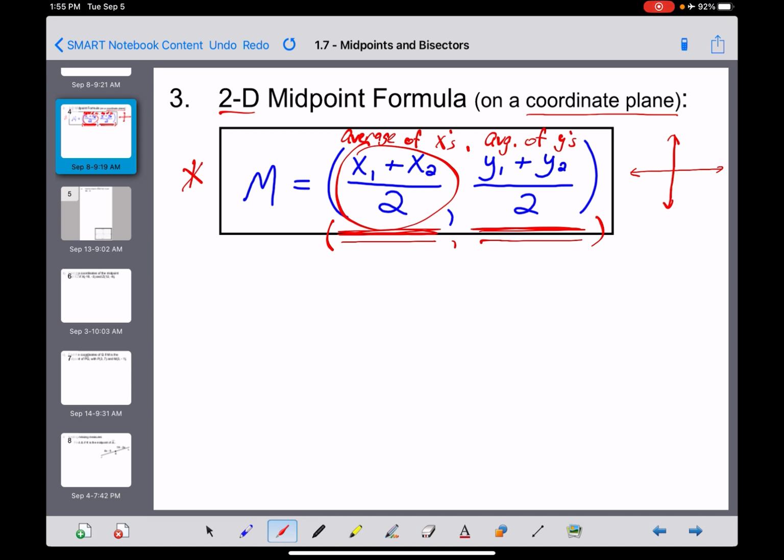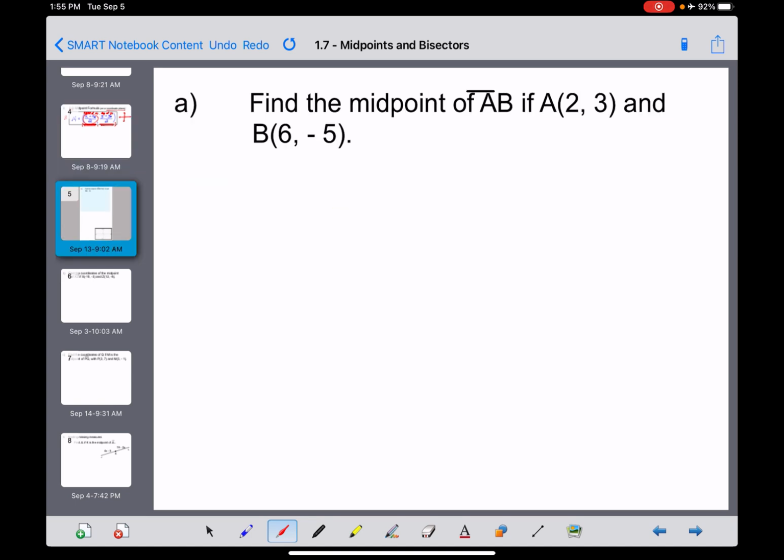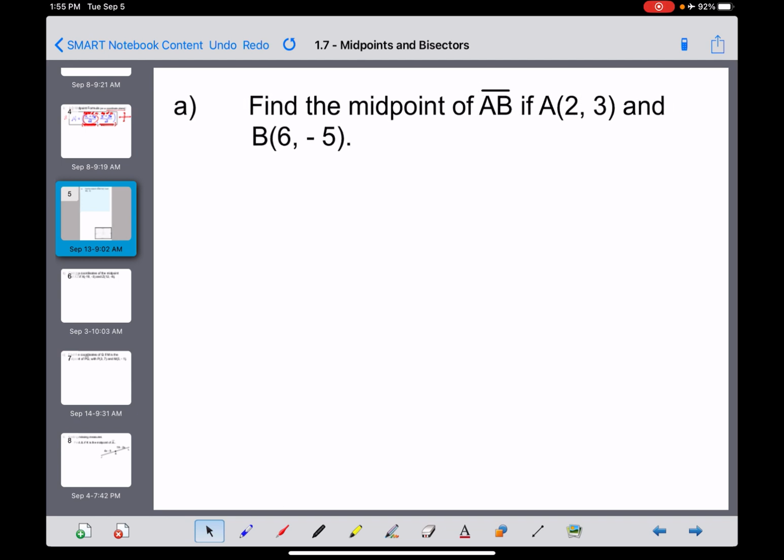So let's see what that one might look like in practice. We're going to find the midpoint of line segment AB, if A is at the point (2, 3) and B is at the point (6, -5). Now, once again, when we're trying to learn a formula, make yourself write it out and say it out loud as much as you can.